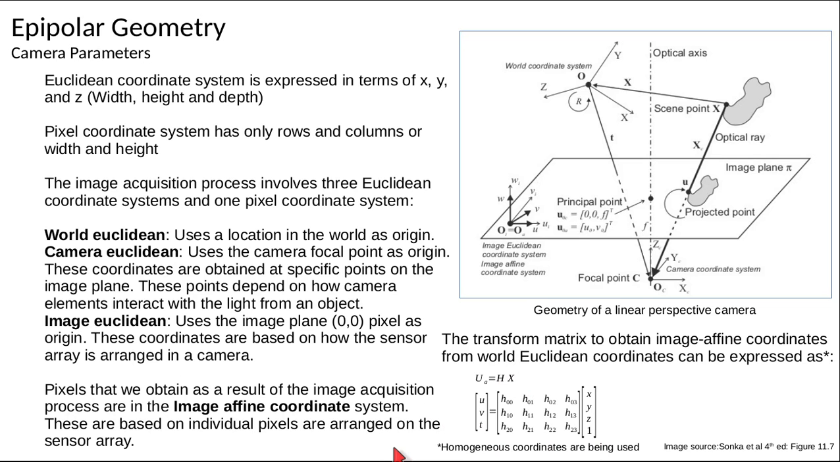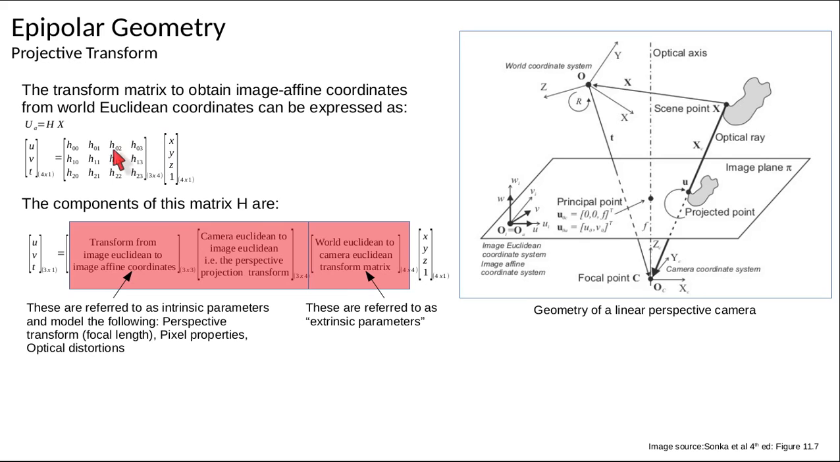We will now study how the transform matrix is obtained. The transform matrix contains three parts. One is the world Euclidean coordinate system to camera Euclidean transform matrix. This converts the world Euclidean coordinates into the camera Euclidean coordinates. The next one is the transform matrix that converts camera Euclidean coordinates into image Euclidean coordinates. This is also known as the perspective projection transform. And the third one is the one that converts image Euclidean coordinates into individual pixels.